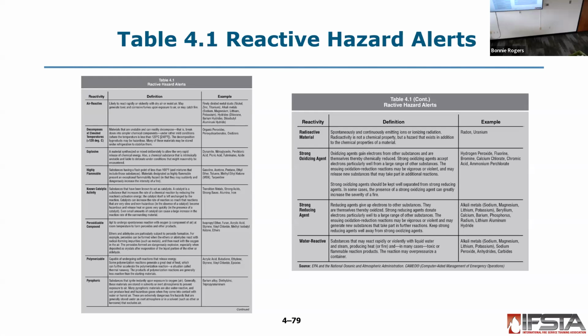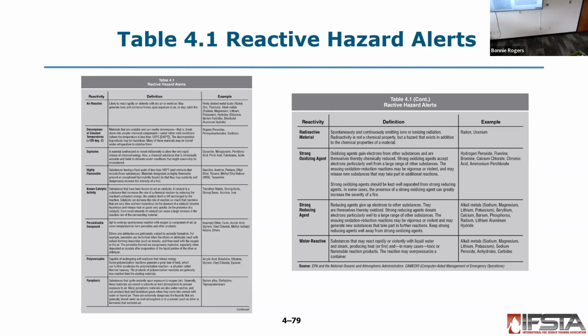Likely to react rapidly or violently with dry air, moist air may generate toxic and corrosive fumes upon exposure to air and may catch fire. Okay, so give us a couple examples of those. So we got nickel, zinc, titanium, and then alkali metals such as sodium and magnesium. Okay, what's next?